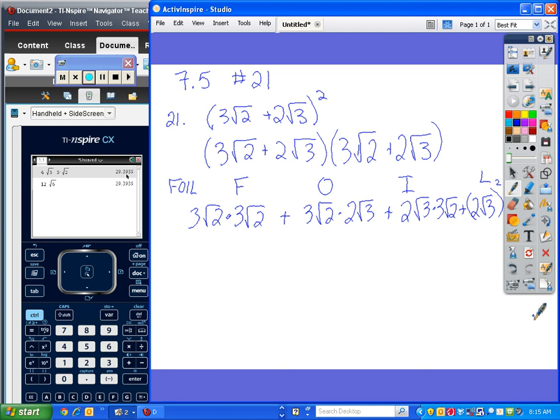I ran out of room, so let's go ahead and multiply this out. This is just me writing out what FOIL is. Okay, so now let's go ahead and do that.